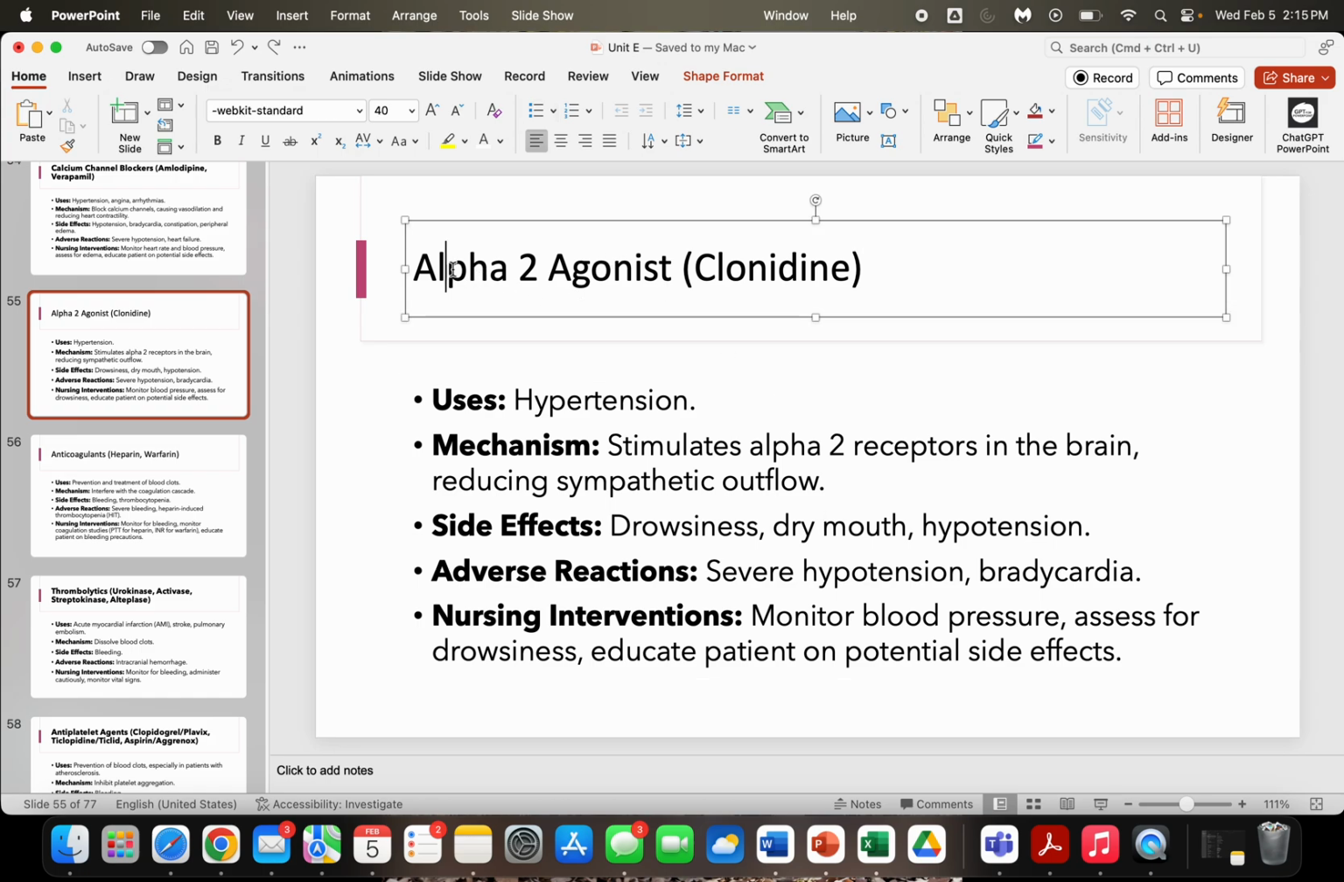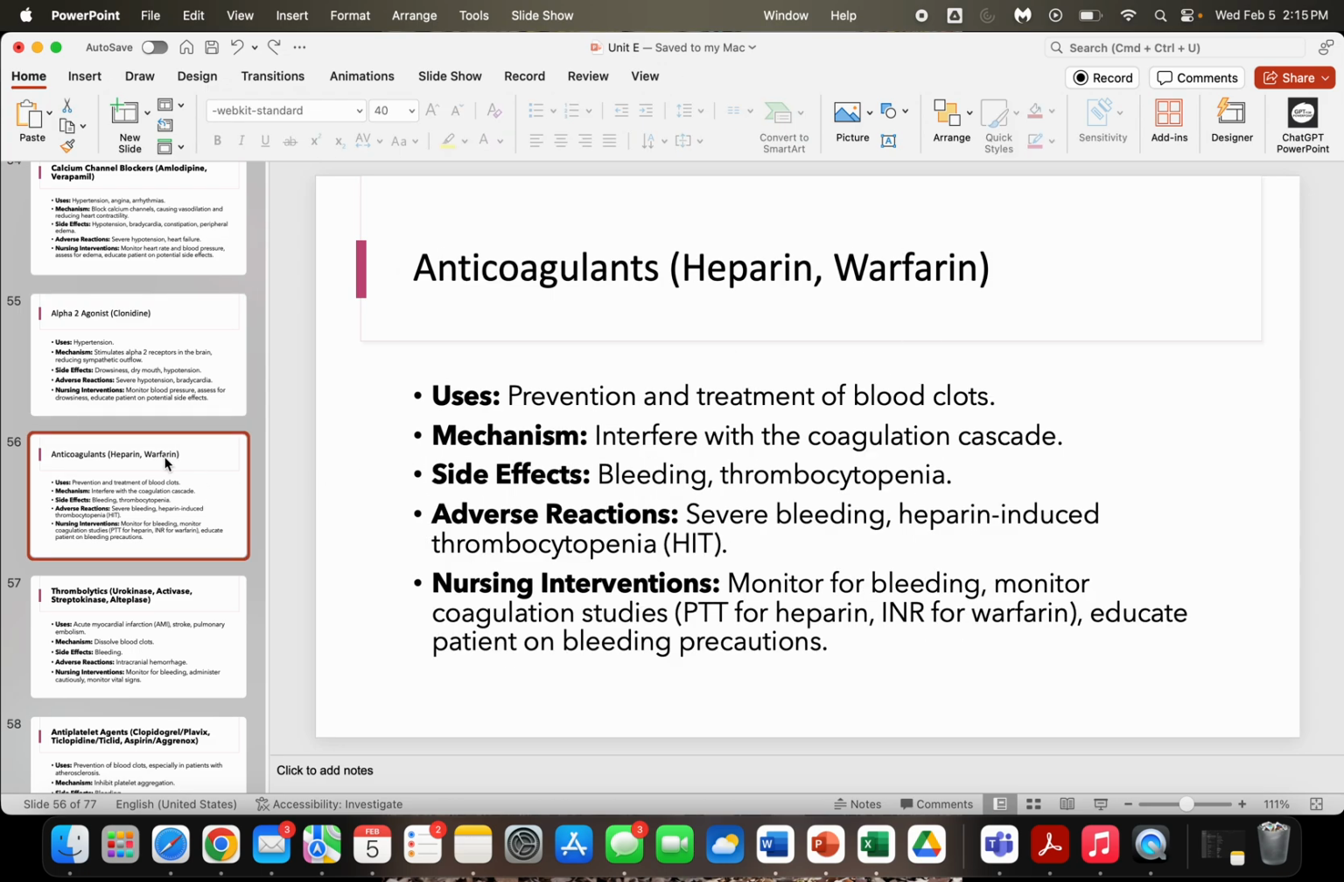Clonidine is an alpha-2 agonist, though, and actually only, so we'll talk about that in a different lecture. Never mind. We're not even going to get into that.